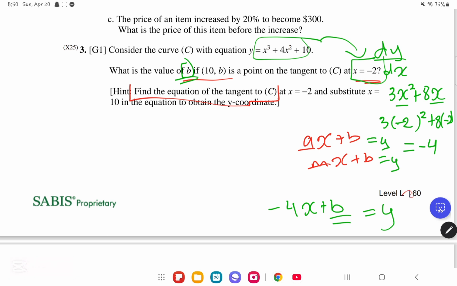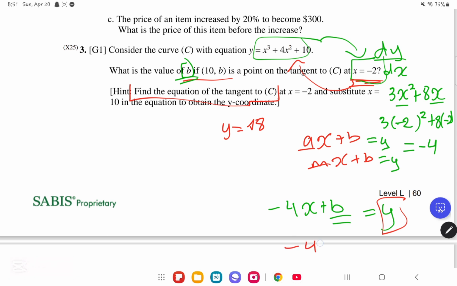So how do we find the value of y? To find the value of y, you take x equal to minus 2 and substitute it in the original equation. So it's minus 2 to the power of 3 plus 4 times minus 2 squared plus 10. And you get that the value of y is equal to 18.